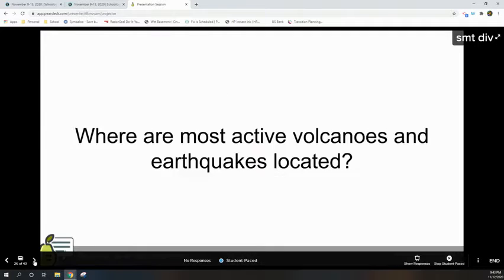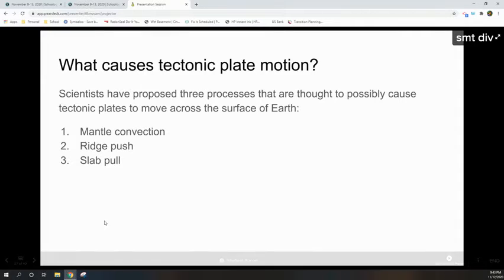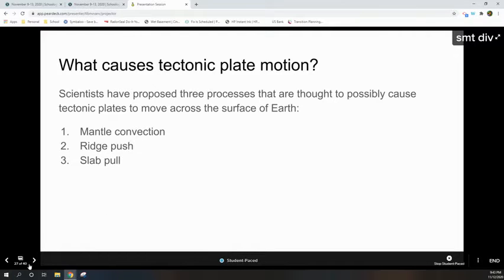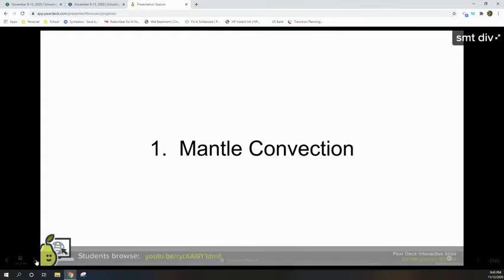All right, so let's go through the last section of your notes. Obviously, the biggest thing about plate tectonics is explaining how the plates actually move. There are 3 proposed processes that scientists say possibly cause the tectonic plates to move across the Earth's surface, and these are the 3. We're going to go through each one individually. If you're looking at your notes, this is the bottom of page 5, and we're going into the top of page 6. The first one is number 1, mantle convection.